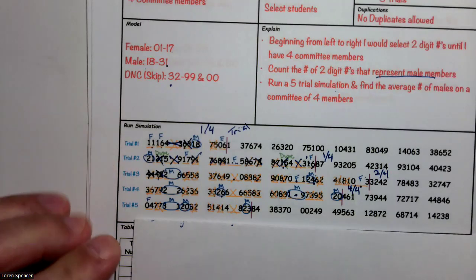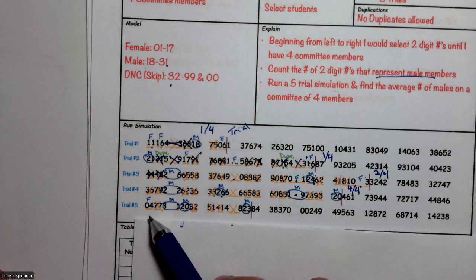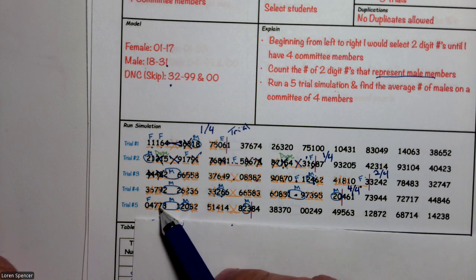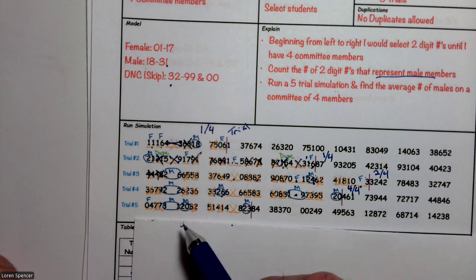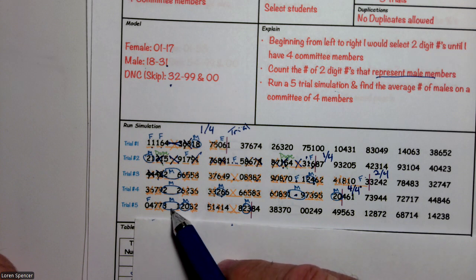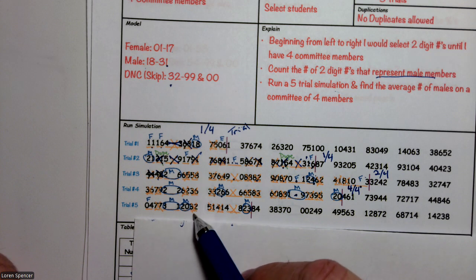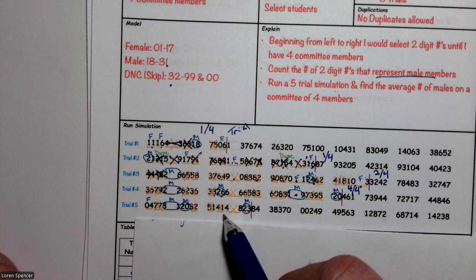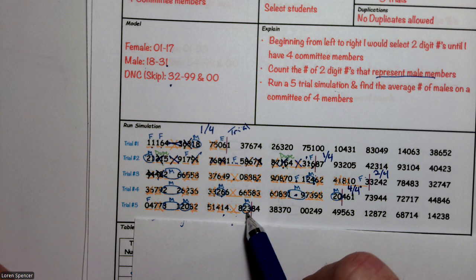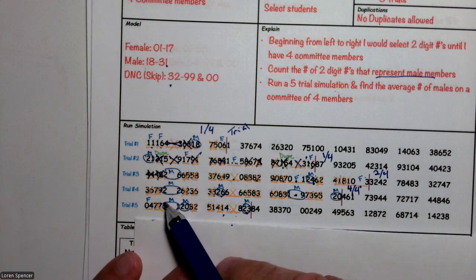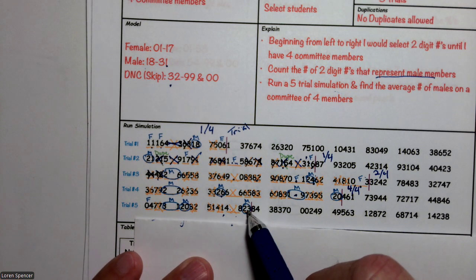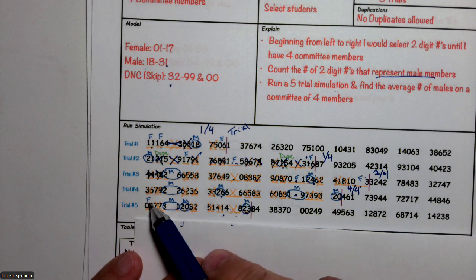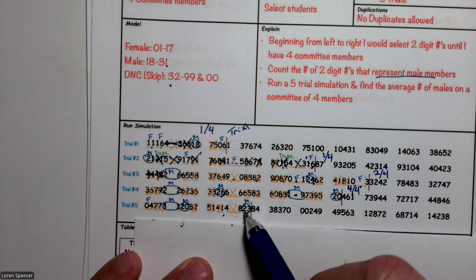Trial 5. In trial 5, the very first number represents a female. 77 is a skip because it's in that group of skips. 31 is a male. 20 is a male. 32 is a skip. Barely, but it's a skip. 51 is a skip. 41 is a skip. 48 is a skip. And 23 is a male. In this case, we now have our 4 randomly selected committee members, and of the 4, 1, 2, 3 of the 4 are male.